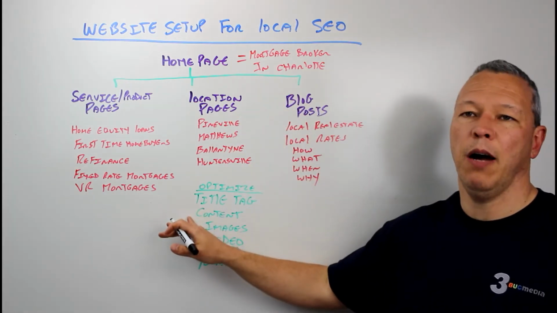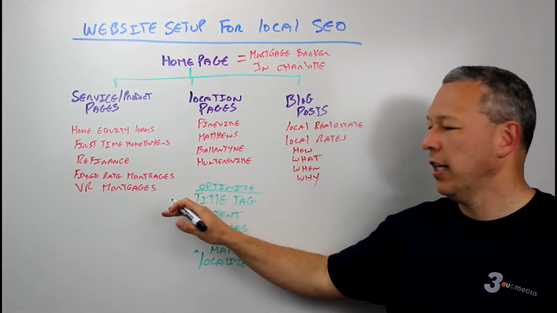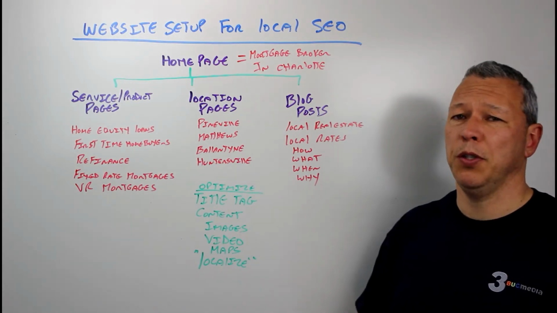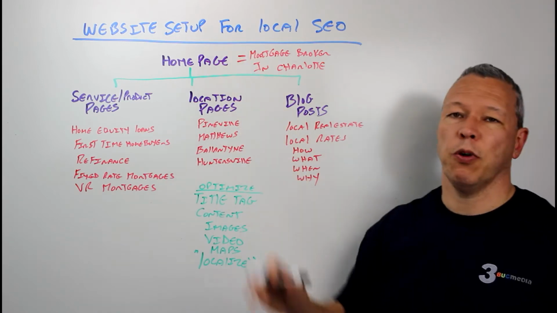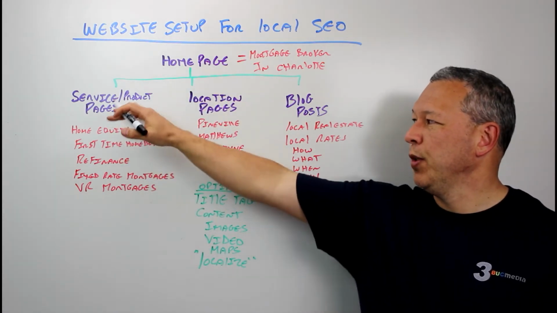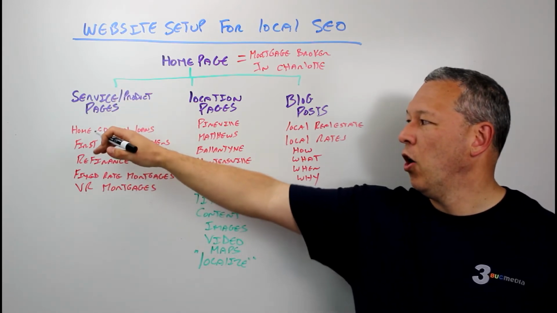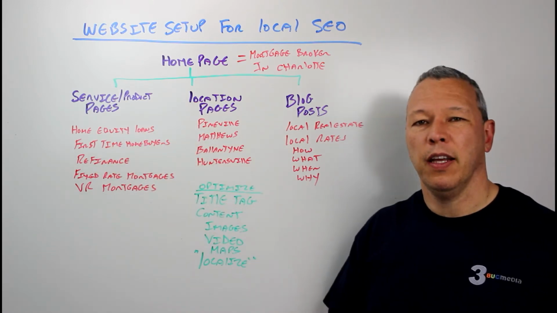Okay, now how do you optimize all of these pages? Well, there's a couple things you can do. Title tags is first and foremost. That sends a clear signal. It's the first step you would do. Title tag is basically what you're naming your page. Like here, mortgage broker in Charlotte, that would be the title tag for the home page. You'll probably localize your service pages. The title tags would be home equity loans in Charlotte, first-time home buyers in Charlotte, things like that.